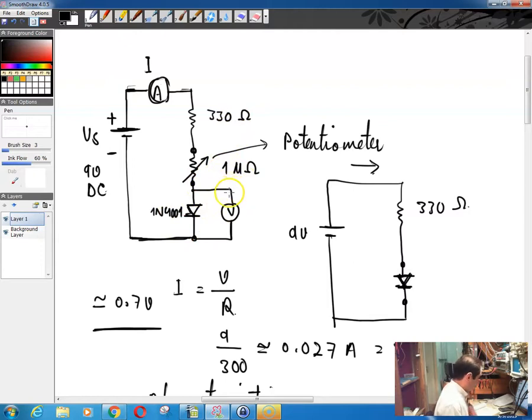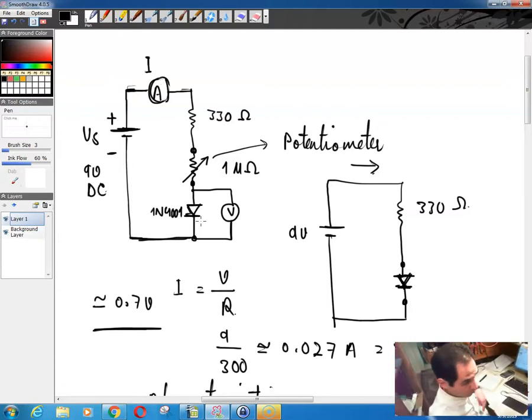Now, the voltage drop across these components are of course different. The voltage drop across this resistor is different from the voltage drop across this resistor, is different from the voltage drop across this diode. And of course the voltage drop across these two are not important here. What we want to know is what is the voltage drop across this diode, basically. So what I'm going to do is create this circuit, and let's see how that actually works.